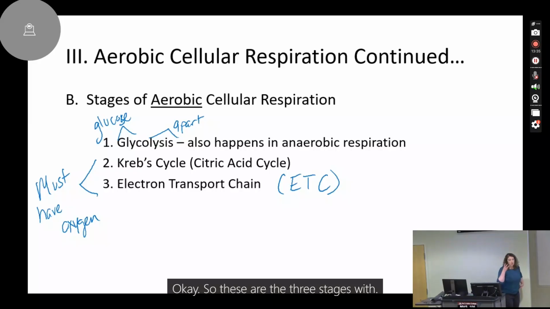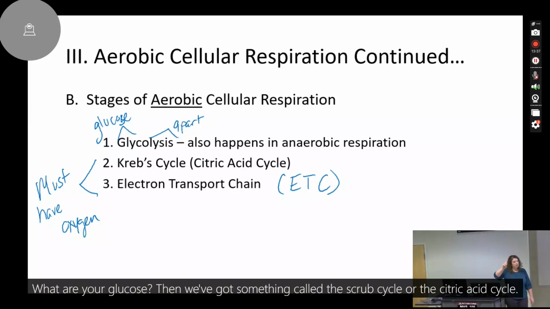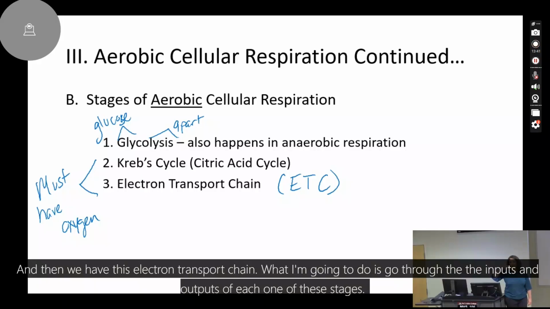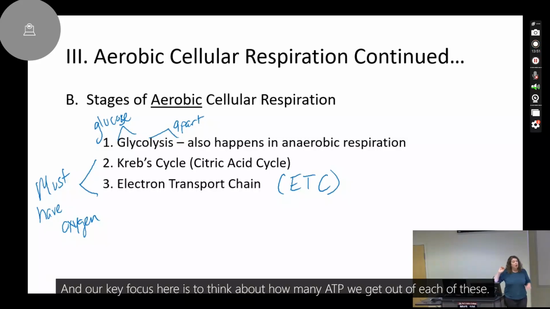So these are the three stages. We've got splitting of our glucose, then we've got something called the Krebs cycle or the citric acid cycle, and then we have this electron transport chain. What I'm going to do is go through the inputs and outputs of each one of these stages. And our key focus here is to think about how many ATP we get out of each of these.